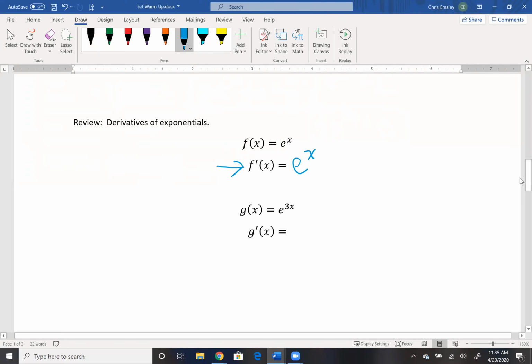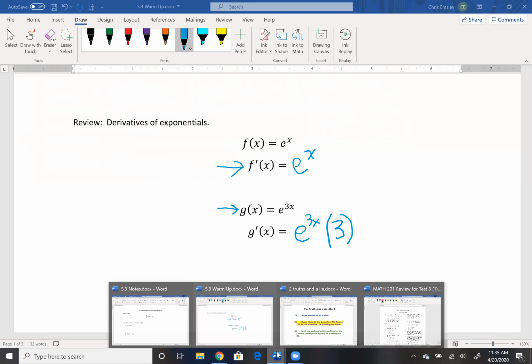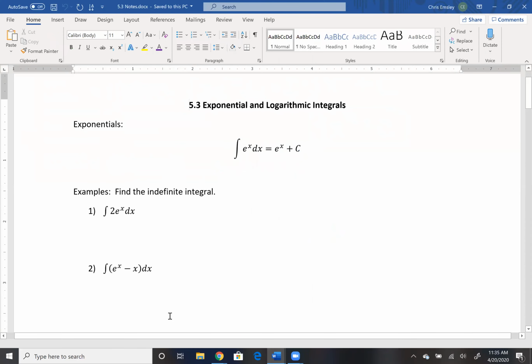This is going to be 5.3, yes, because we're going to talk about the integral of e to the x. So first, I wanted us to remember this fact first, that the derivative of e to the x is e to the x. And then if we have not just e to the x, but like e to the 3x, it's still e to the 3x, but then we have to multiply by the derivative of the exponent, okay? We need to remember that fact because now we're going to talk about the integrals of e to the x.